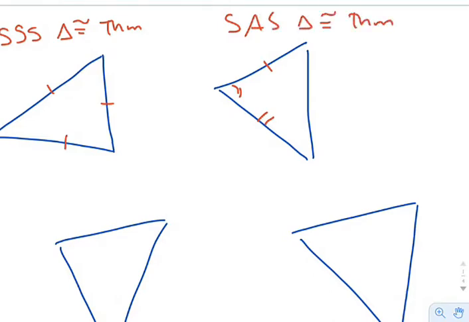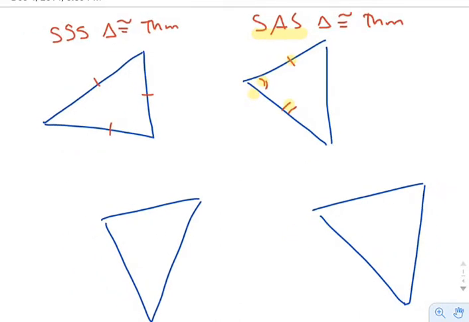Again, the whole idea of these shortcuts is if we know the side-angle-side, we don't have to prove the other information because it must be the same in both triangles. Please note, we call it side-angle-side because of the order. We have a side that runs into an angle that runs into a side, just like the name implies.